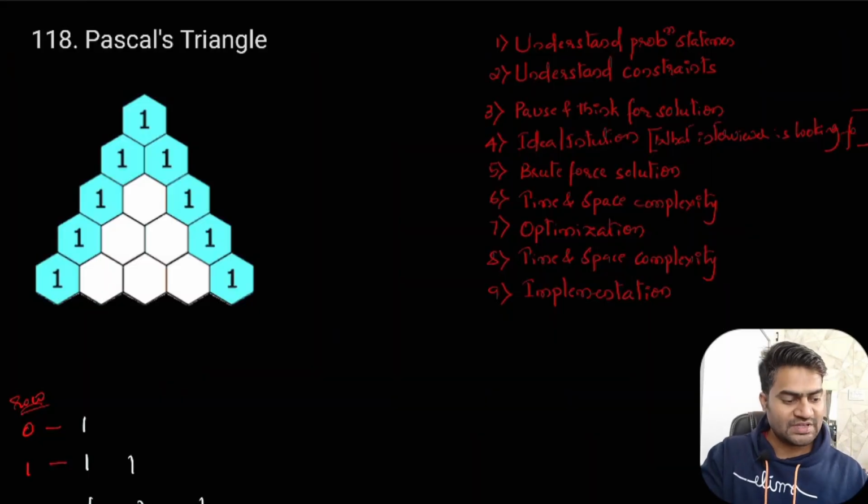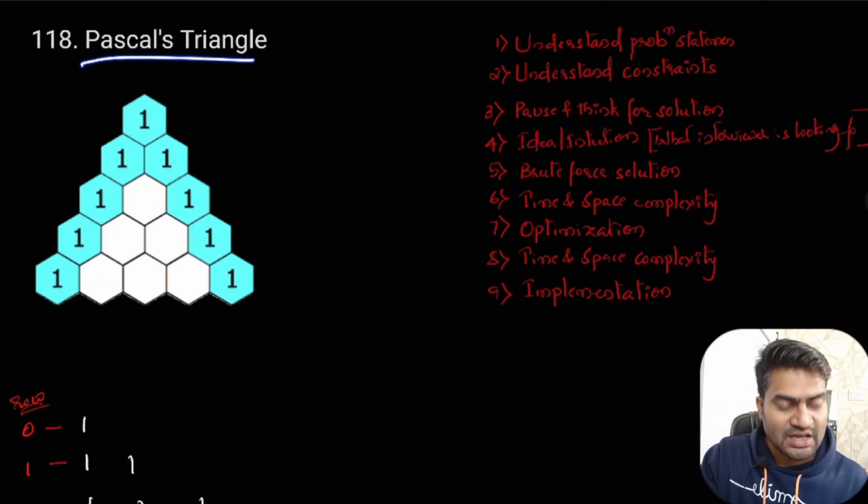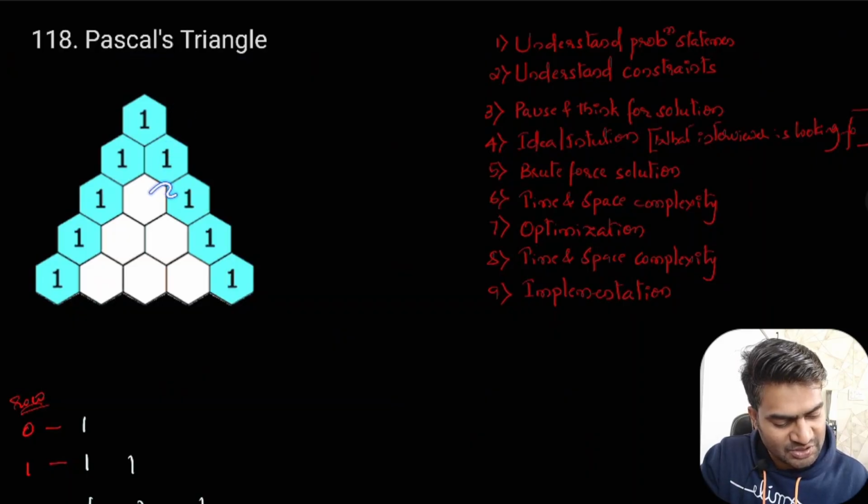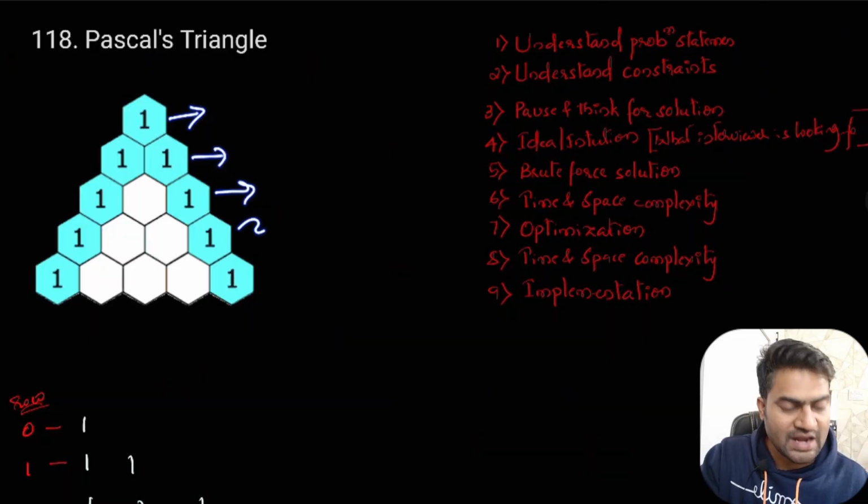Normally they will give the row number, and we will have to generate that many rows which satisfy the Pascal's triangle rules. There are basically a few rules. If you see this particular triangle, at the initial and at the end, there are ones. So this is our first row, this is our second row, third row, and so on.